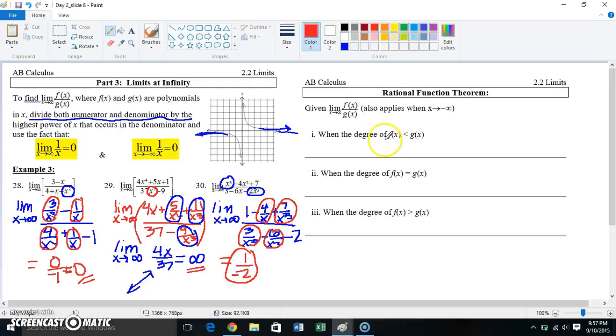All right, so taking a look and generalizing, when the degree of f of x, the numerator, is less than the degree of the denominator, the limit as x approaches infinity of f of x over g of x will always be 0.